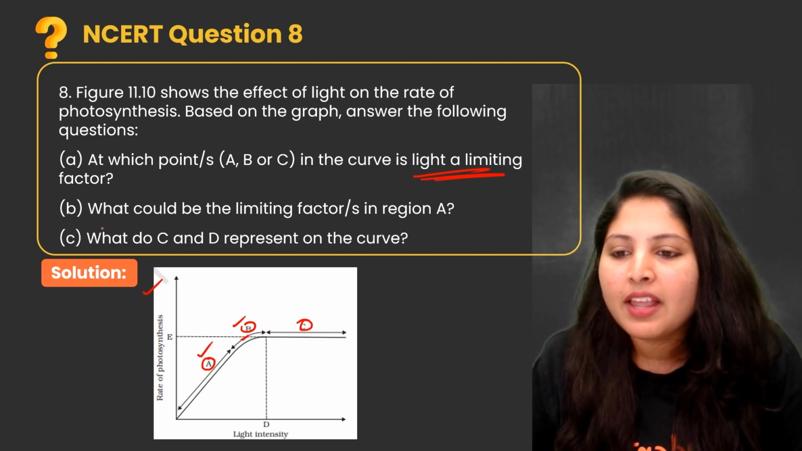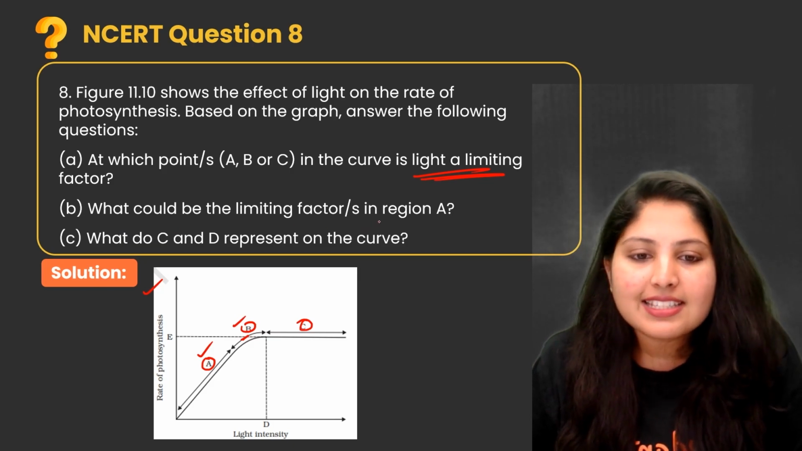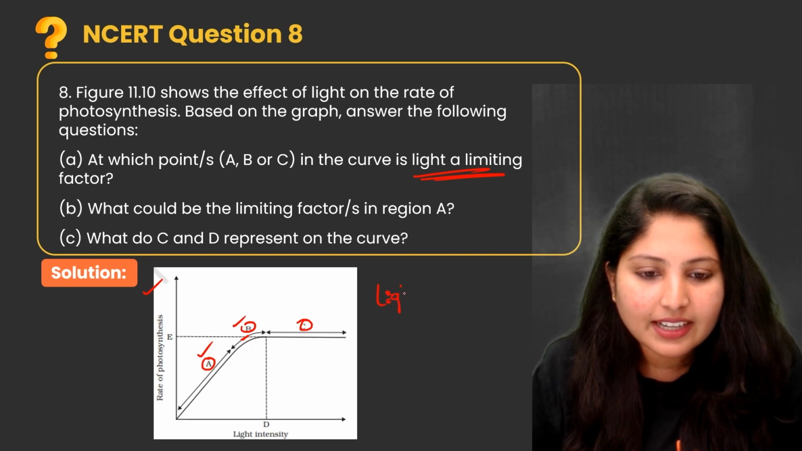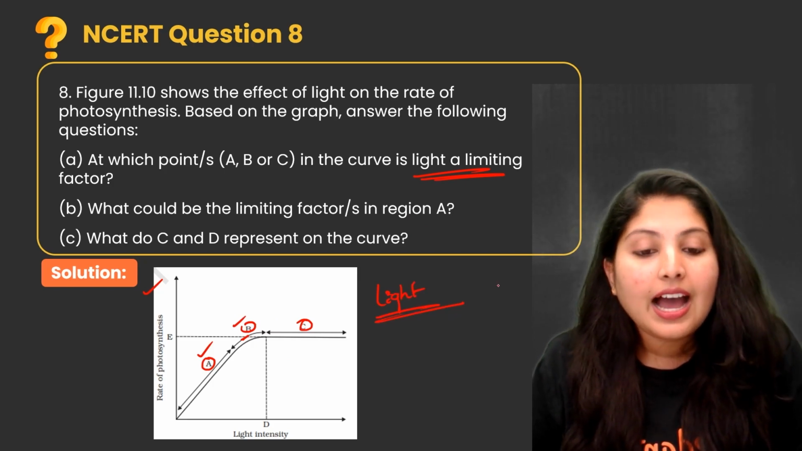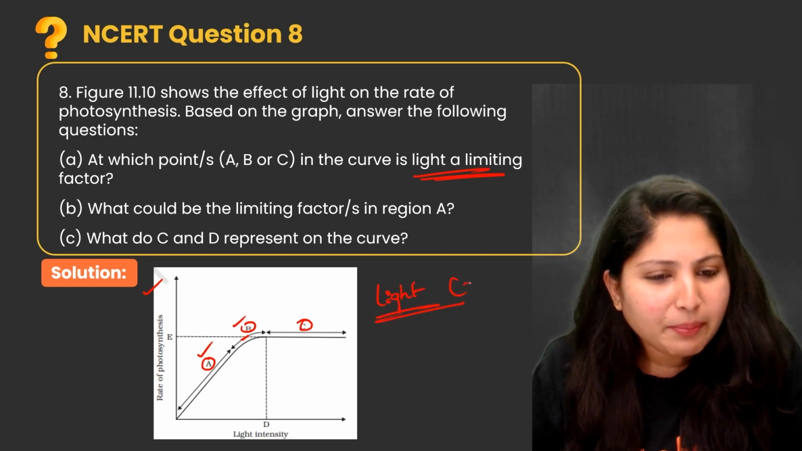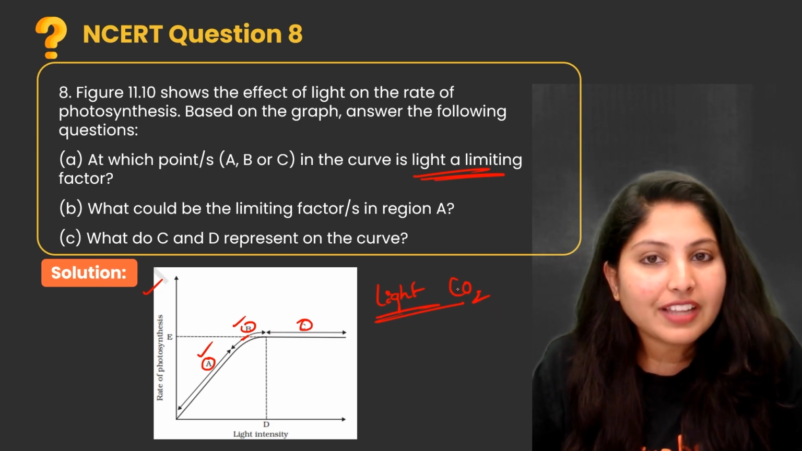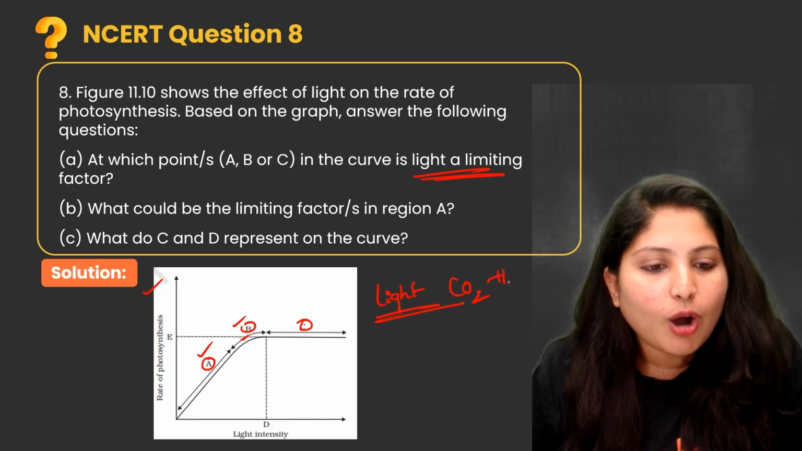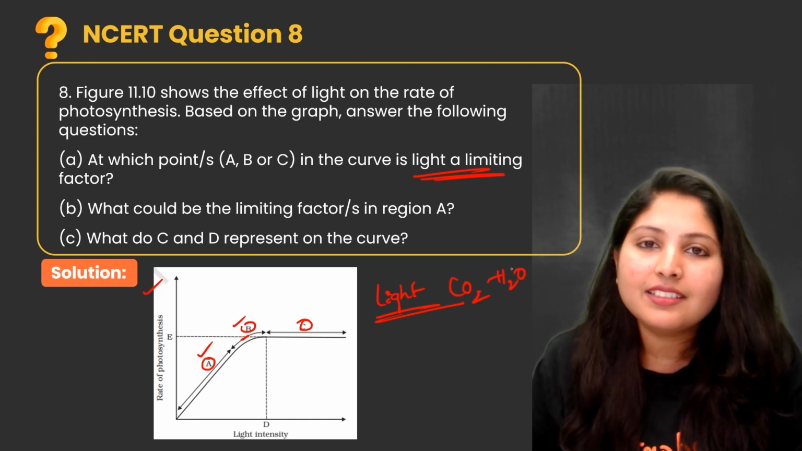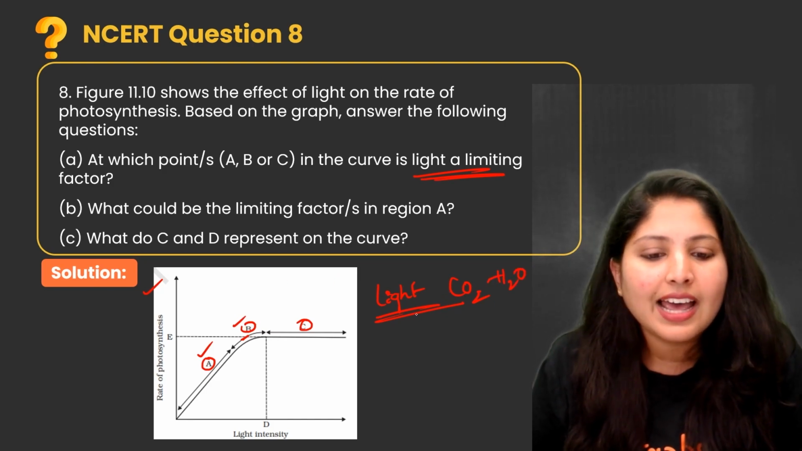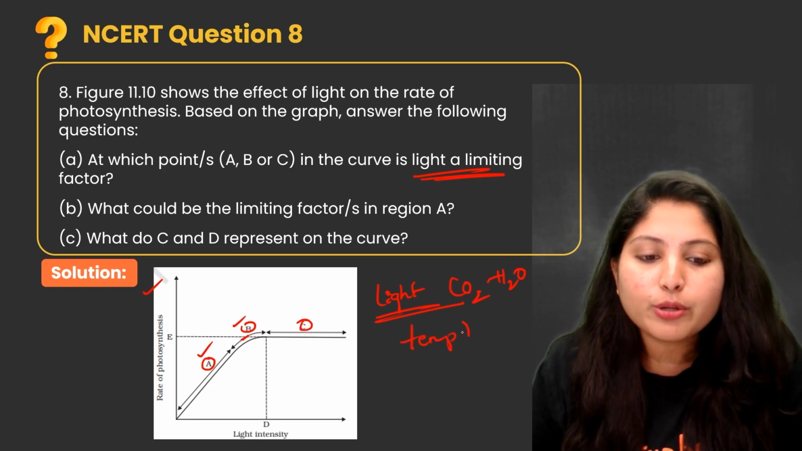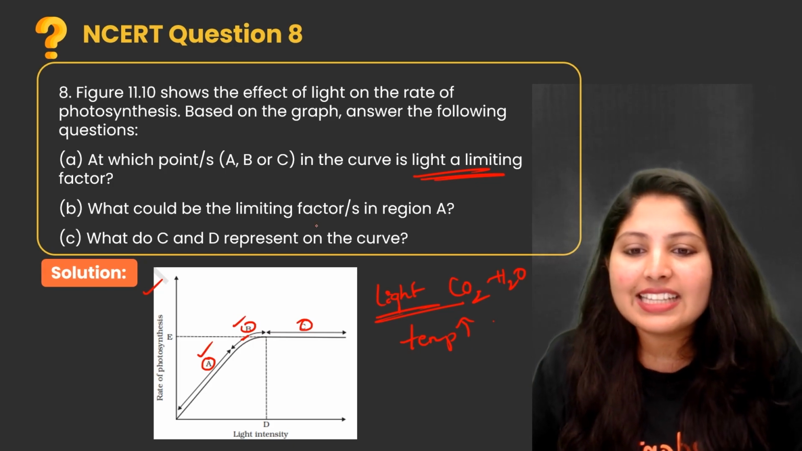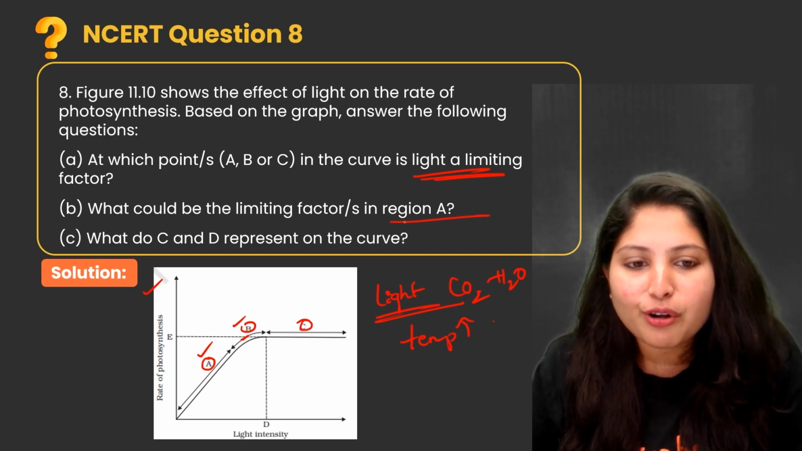Okay, second one. What could be the limiting factors in region A? Light is one thing, right? Along with the light, carbon dioxide. If the carbon dioxide is also less, then photosynthesis is also less. And water: if water is less, then photosynthesis is also less. If temperature is more, photosynthesis is less. So these are the limiting factors in the region of A.